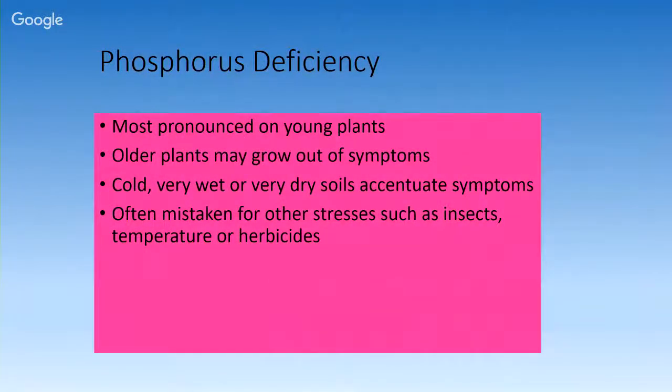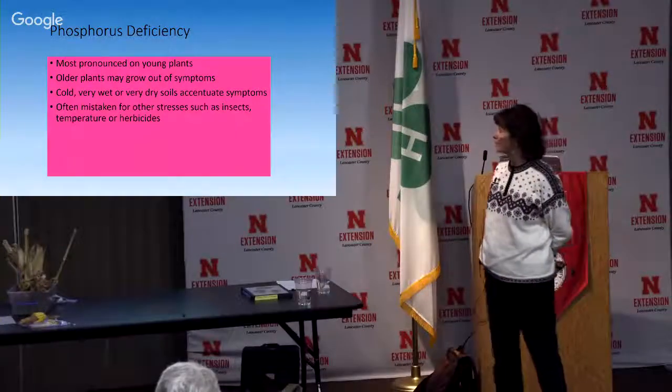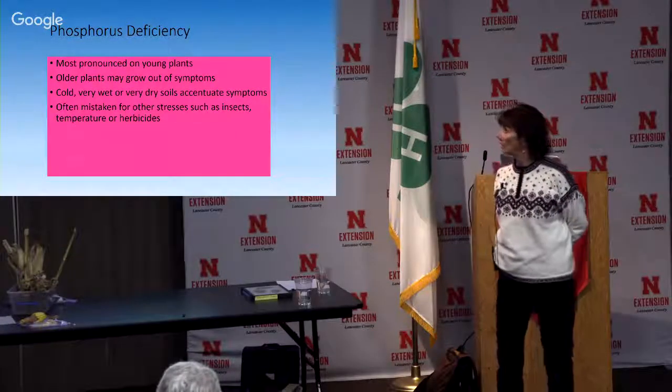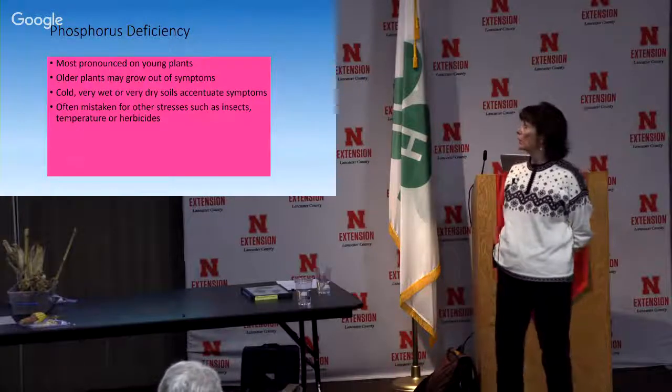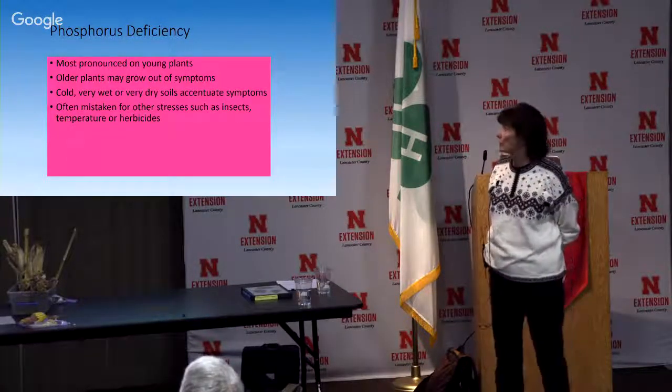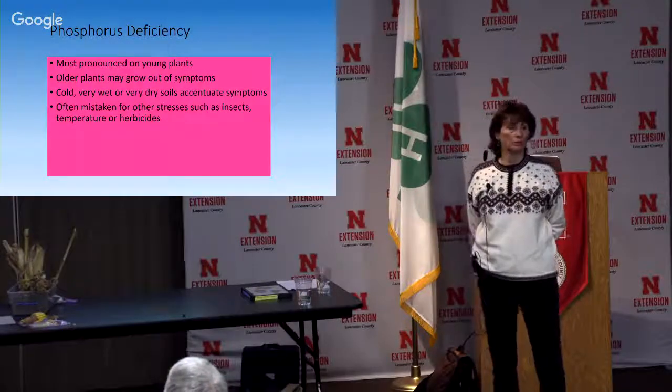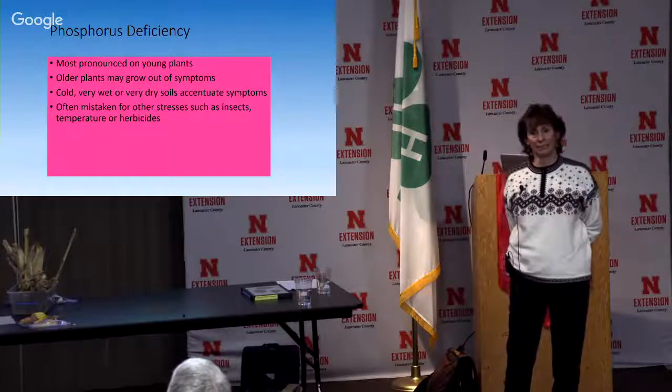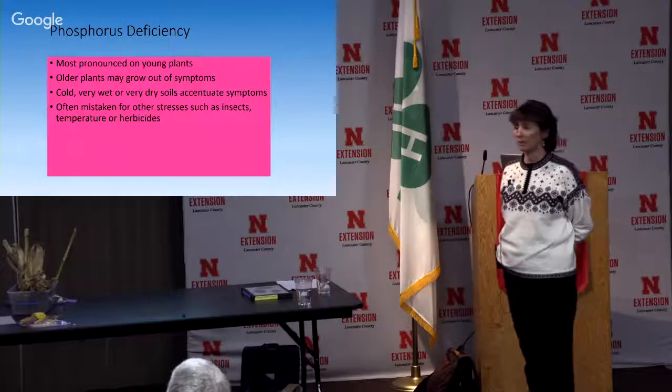So you'll find it most pronounced on young plants, and we've seen older plants will actually grow out of the problem. So if you see it and the temperature and the weather get better, it might disappear and things might be fine. Cold, wet, very wet or very dry soils, and very often it is mistaken for other stresses such as insect, temperature, or herbicide. It's a secondary effect that you're seeing.